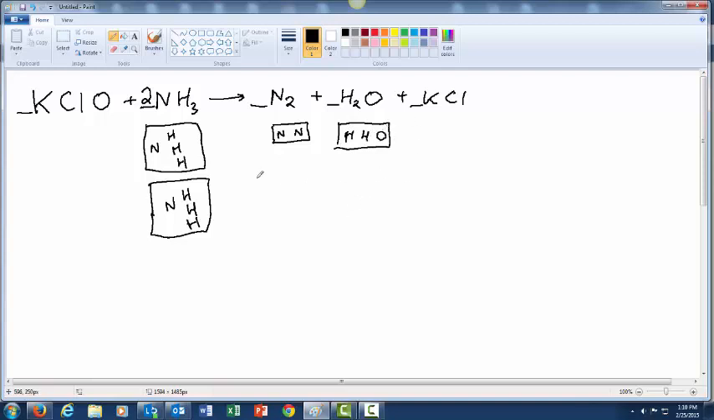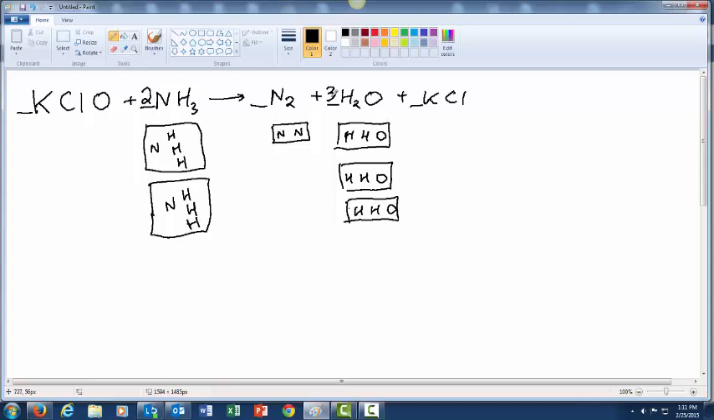Now my next mission is to make the hydrogens equal on each side. So as I said, I've got 6 here, but I've only got 2 over here. The way I can fix this is to have 3 boxes containing 2 H's and an O. That will give us 6 hydrogens. And 3 boxes here would mean I put a 3 in front of here like this. So as you can see, 3 times 2 would equal 6 as well.